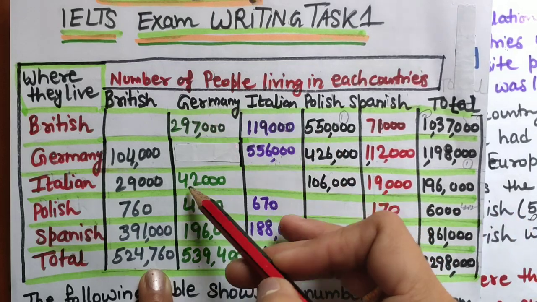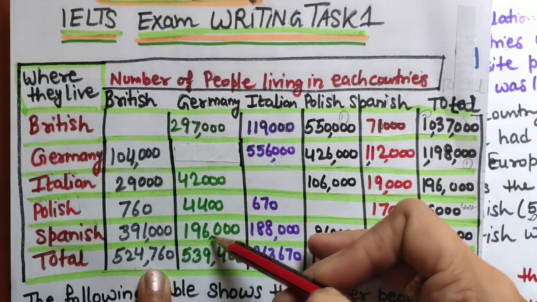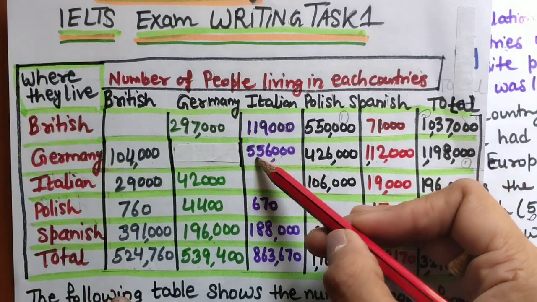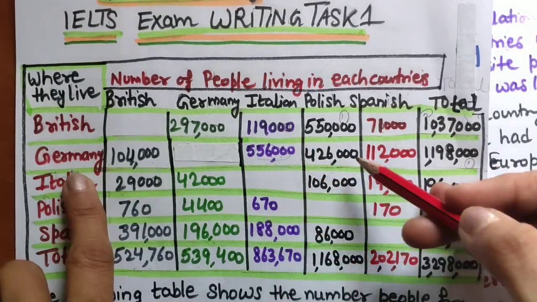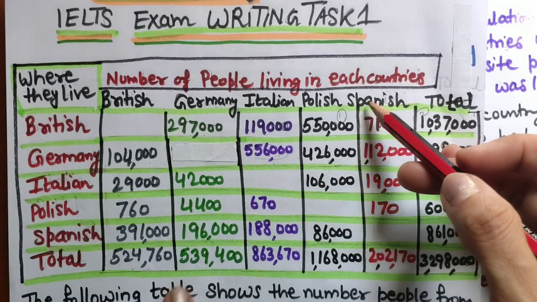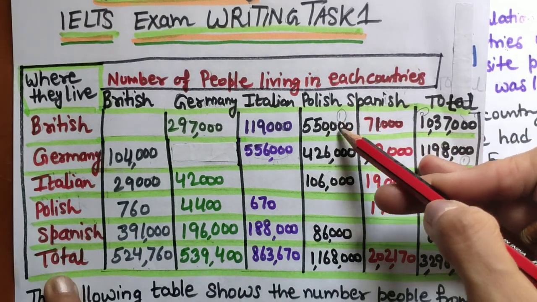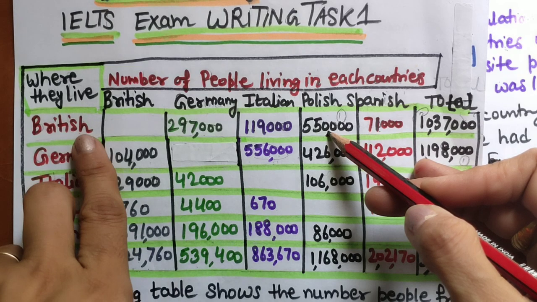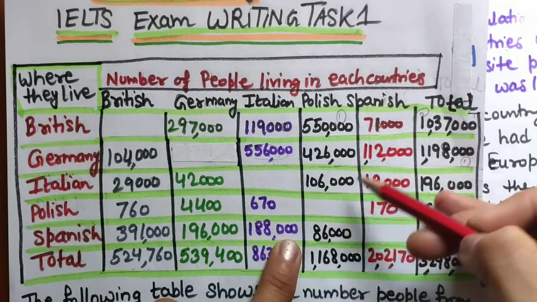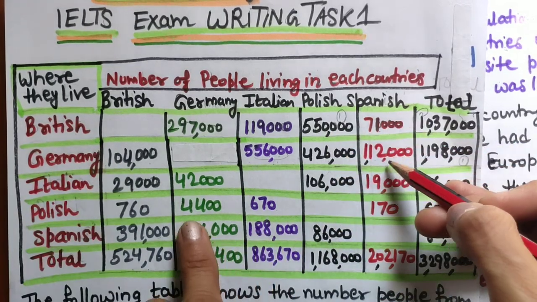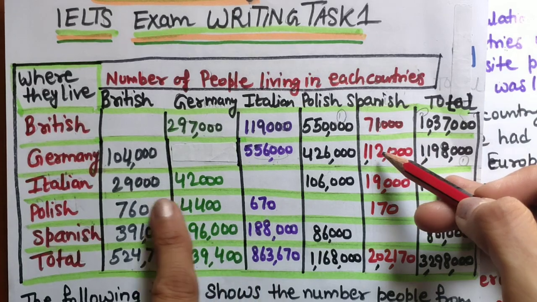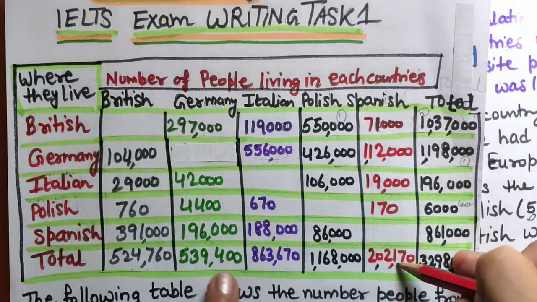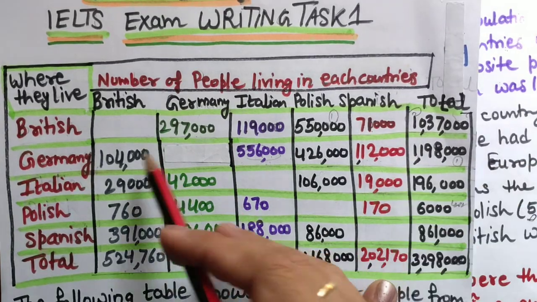Polish. We are reading like that. So Italian people, British, Germany, maximum they stayed in Germany and minimum in Polish. Polish people stayed maximum in Britain. See, this is the maximum. And Spanish people prefer to stay in Germany again. See this, Germany, and the total was this. So here also Britishers.